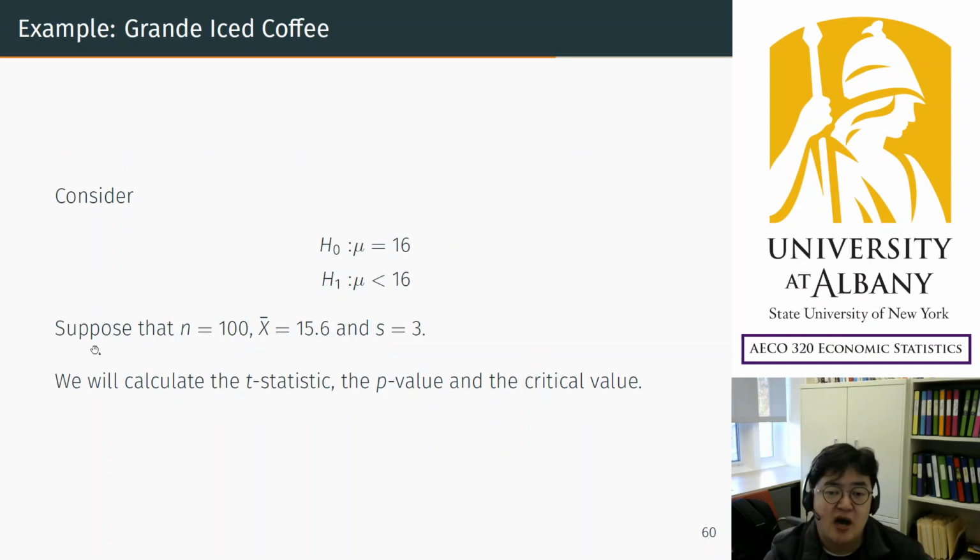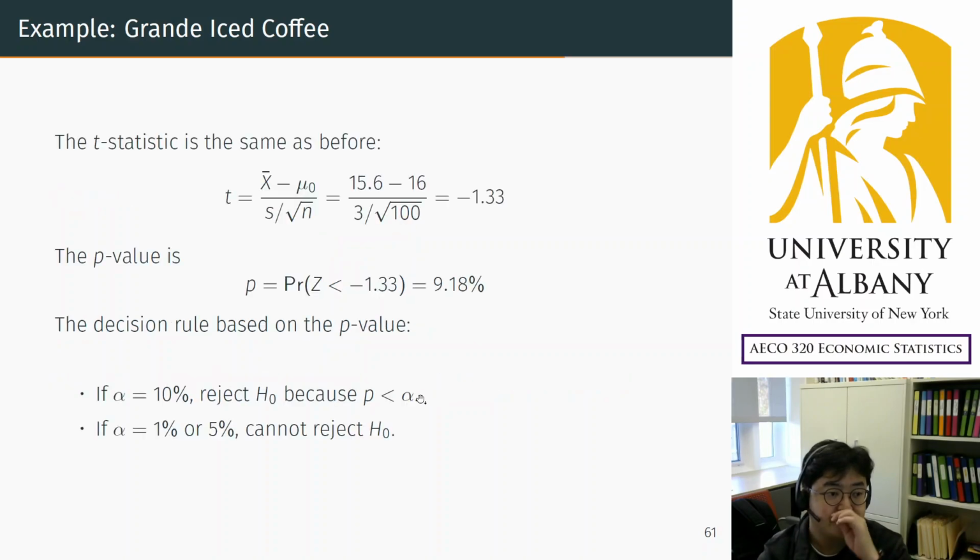Okay, so now we suppose some numbers like these. We observe 100 observations, and sample average and standard deviation. Now let's calculate the t-stat, p-value, and critical value in this lower tail test, right? Starbucks example, grande coffee example.